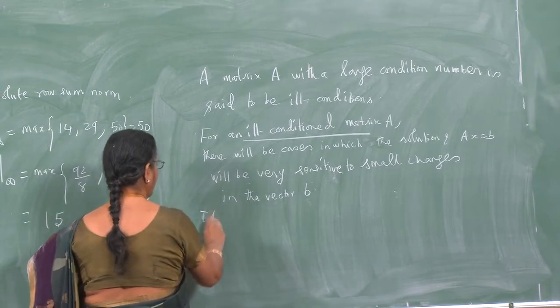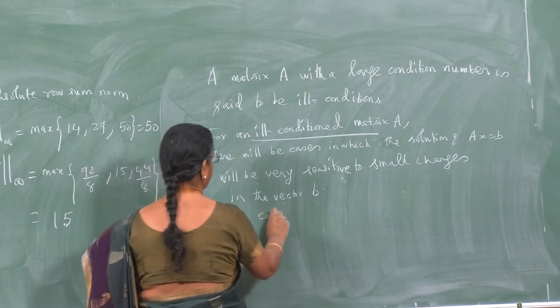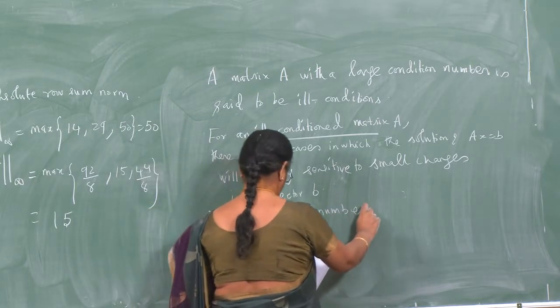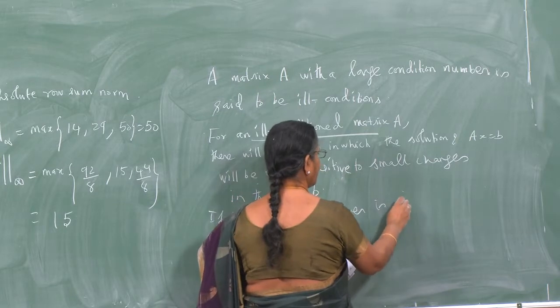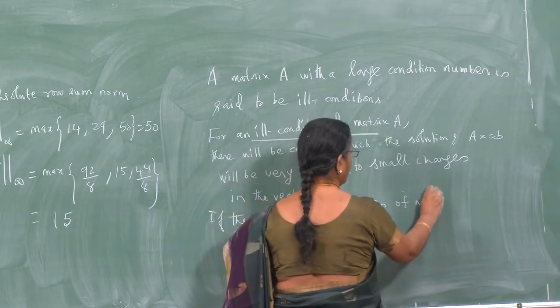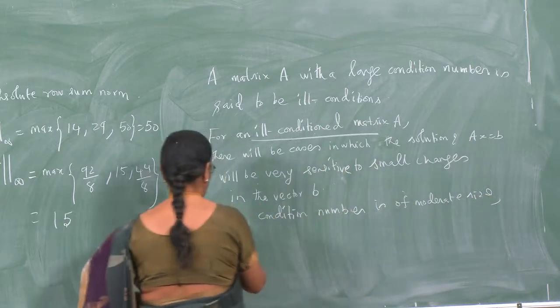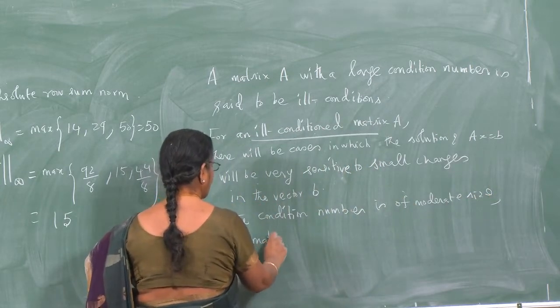On the other hand, if the condition number is of moderate value, then the matrix is said to be well conditioned.